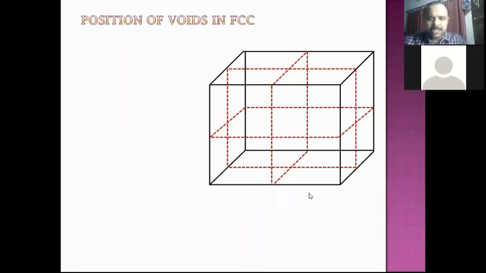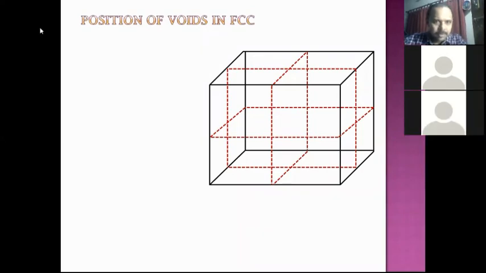Look at this. This is what kind of unit cell? Is it a FCC, BCC, or simple cube? Can anybody unmute and tell me? Which unit cell is this? No idea? Sir, is it FCC? FCC, sir. Okay, 1 second. What is this?